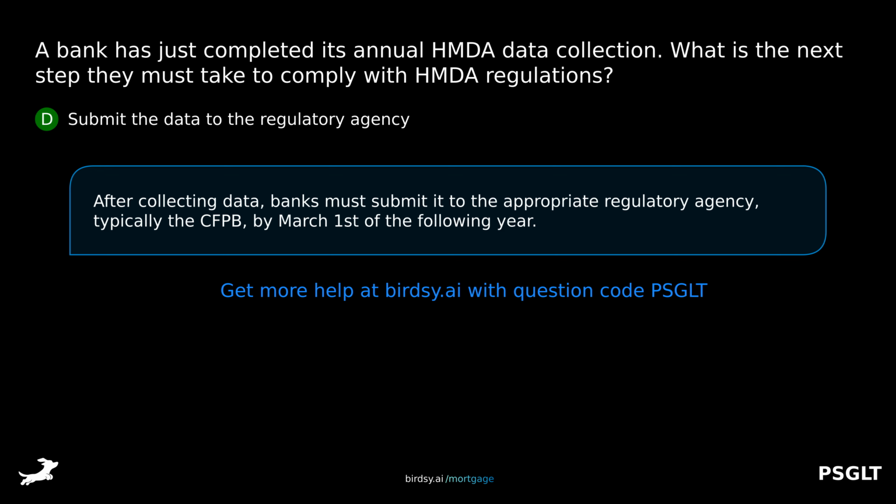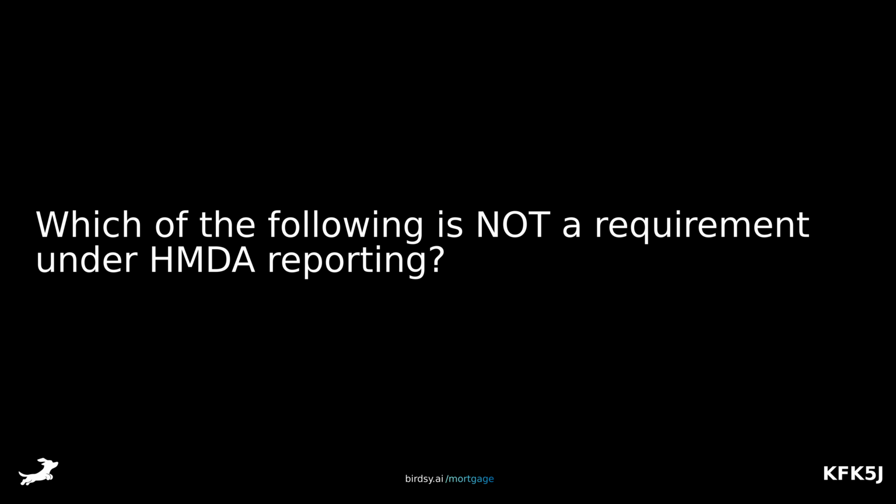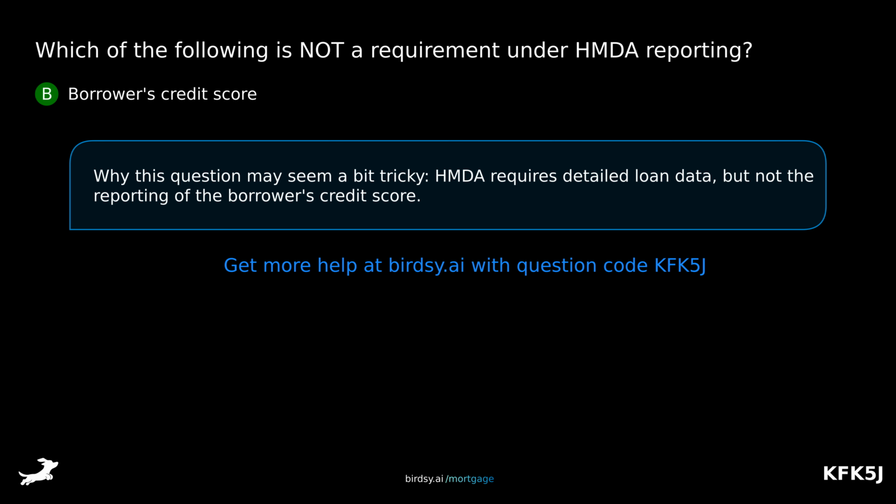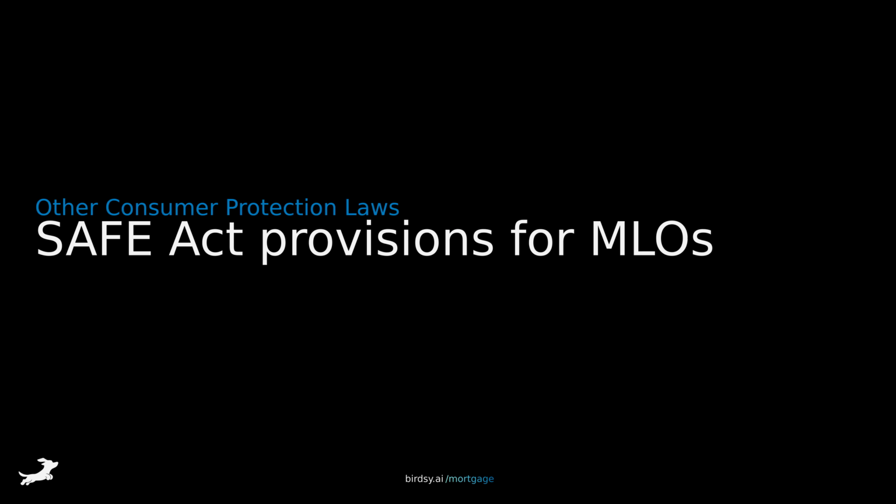Which of the following is not a requirement under HMDA reporting? Is it A, loan amount, B, borrower's credit score, C, loan purpose, or D, property location? The answer is B, borrower's credit score. Why this question may seem a bit tricky. HMDA requires detailed loan data, but not the reporting of the borrower's credit score. SAFE Act provisions for MLOs.